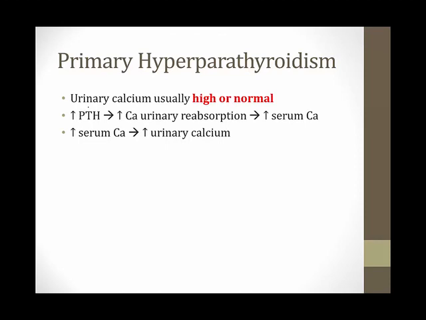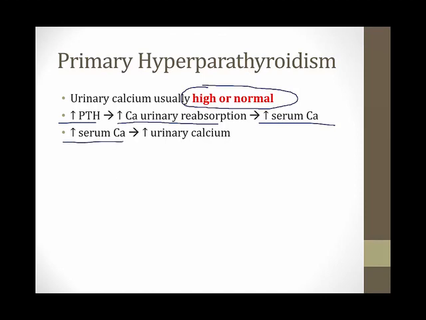Let me make an important point about the urinary calcium level in primary hyperparathyroidism. The urinary calcium level is usually high or normal, and this can be confusing as a medical student. The high parathyroid hormone level leads to increased urinary reabsorption of calcium, and as you know, this is one of the mechanisms that leads to hypercalcemia. This can lead you to believe that the urinary calcium level should be low, but that is incorrect because there's another fact you need to appreciate.